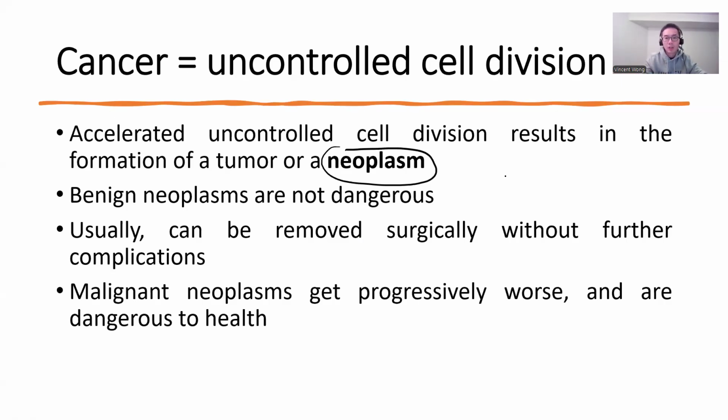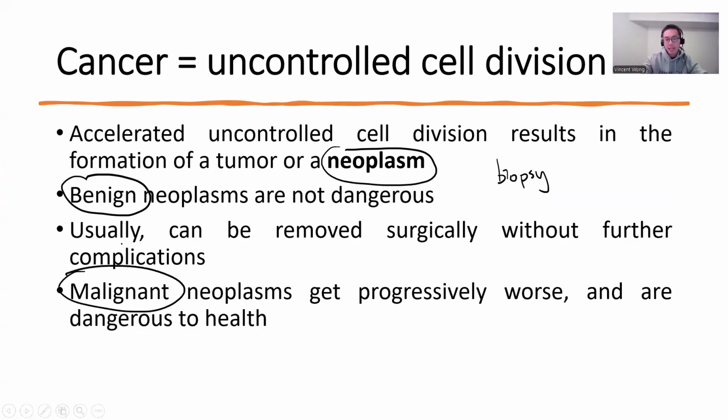Oftentimes, the doctor will order a biopsy, which is like a little sampling of the tumor, and then they will do tests on it to determine whether it is harmful or not. So if it's benign, then it's not dangerous. Usually, surgery will fix the problem, and there's no further complication. Sometimes benign tumors can grow in tricky places, like in the brain, for example, then it's harder to remove. But generally, they are okay.